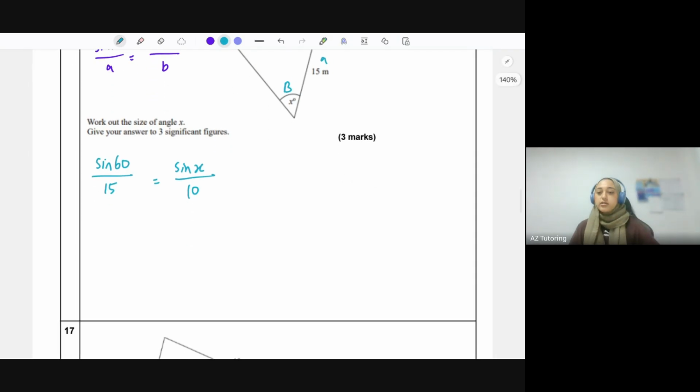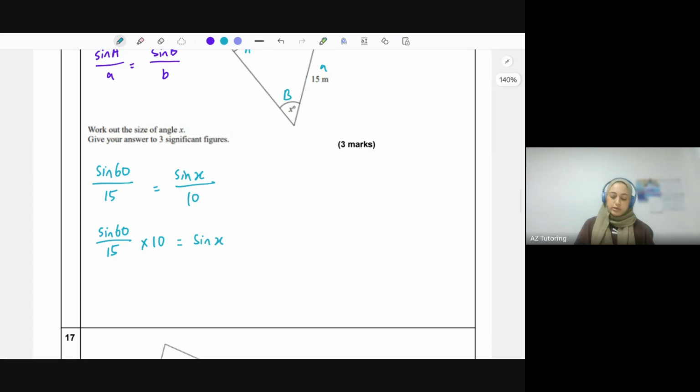So we need to find X. Let's get X by itself. We've got that divide by 10 here, which I don't want. The opposite of dividing by 10 is timesing by 10. I'm going to times it up. So sine 60 over 15 times 10 equals sine of X. I can switch them around as well, so I can just say sine X equals this. If I plug that in my calculator, I get root 3 over 3. I've not found X yet though. You should recognize this from SOHCAHTOA.